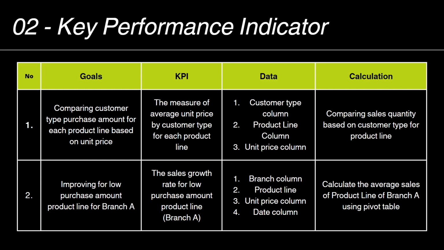And for the second KPI, it's to improve the low purchase amount product line for branch A. For the data itself, we obtain 4 types of data: branch, product line, unit price, and also quantity. For the calculation itself, we calculate the average sales of product line of branch A using a pivot table.